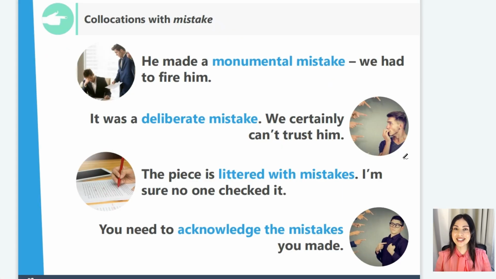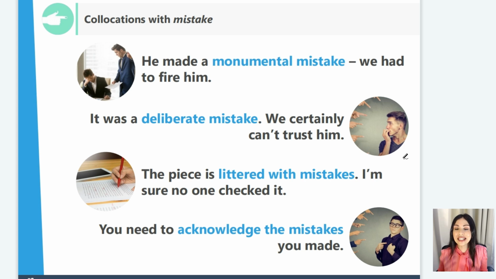Here are some sentences, including the collocations we've looked at, with the word mistake. He's made a monumental mistake. We had to fire him. It was a deliberate mistake. We certainly can't trust him.